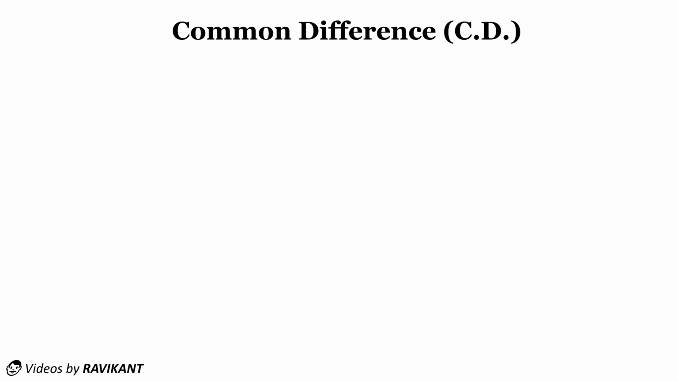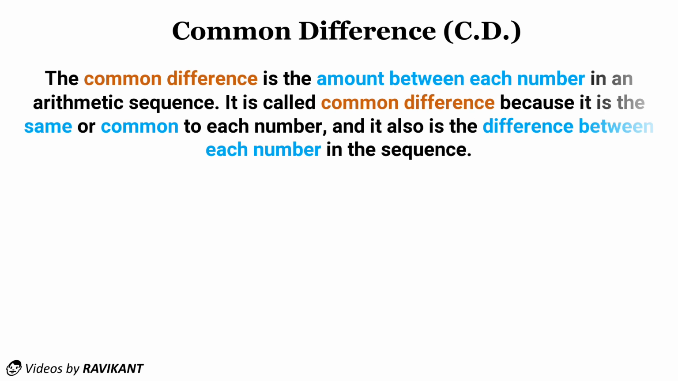Next heading we have the common difference, CD. The common difference is the amount between each number in an arithmetic sequence. It is called the common difference because it is the same, or common, to each number, and it is the difference between each number in the sequence. It means we always get the same, common value when we subtract the preceding term from the next term. Let's go through some basic examples that illustrate the common difference.